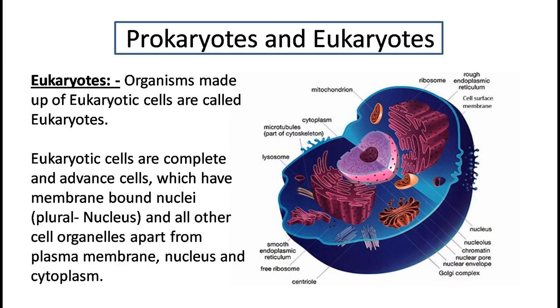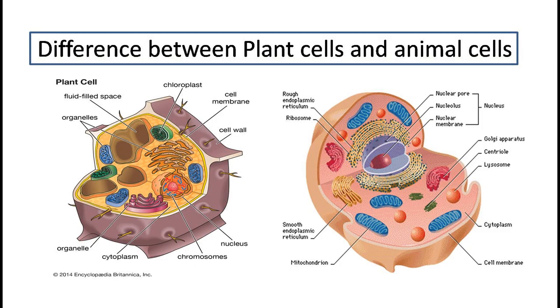Now the eukaryotes. Organisms made up of eukaryotic cells are called eukaryotes. Eukaryotic cells are complete and advanced cells which have membrane-bound nuclei, and all other cell organelles apart from the plasma membrane, nucleus and cytoplasm. The meaning of eu is true and karyote is nucleus, and hence true nucleus, and they are highly complex.